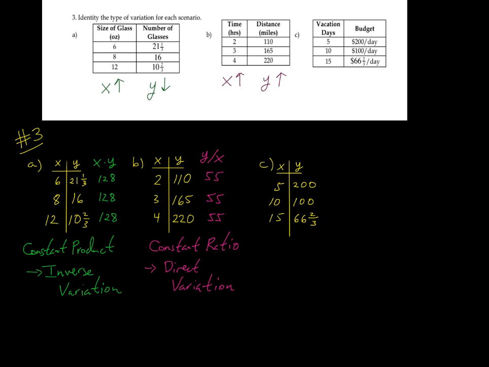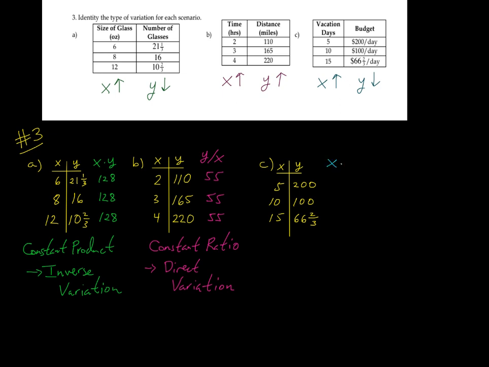Alright, great. And so then finally with C we have vacation days and budget per day, right? And we'll see here that as the number of vacation days we choose to take goes up, right, our budget per day is going to go down. So again, this now is looking at an inverse variation.